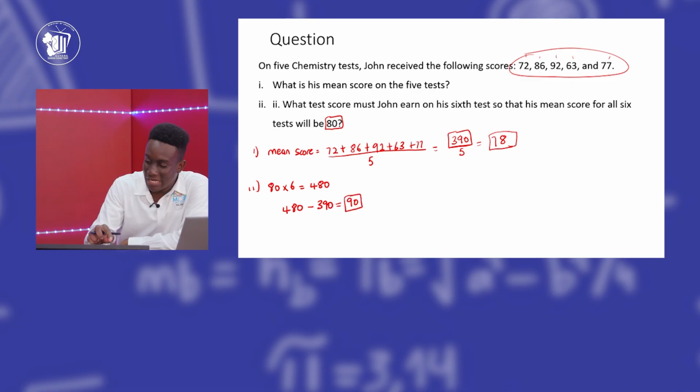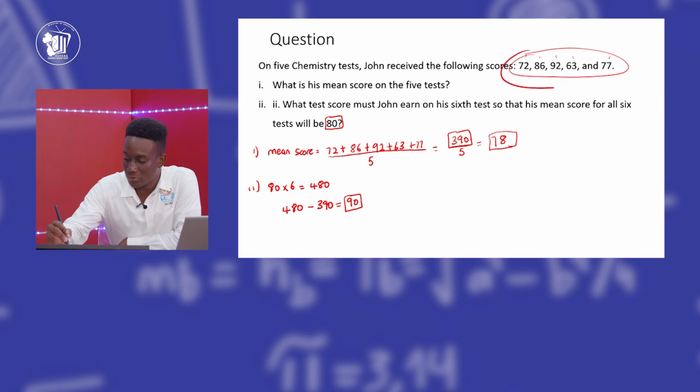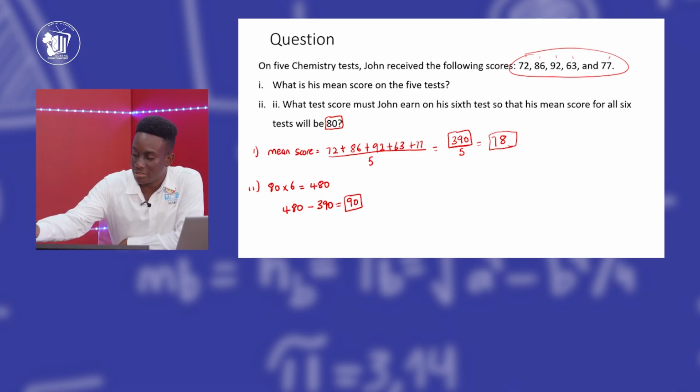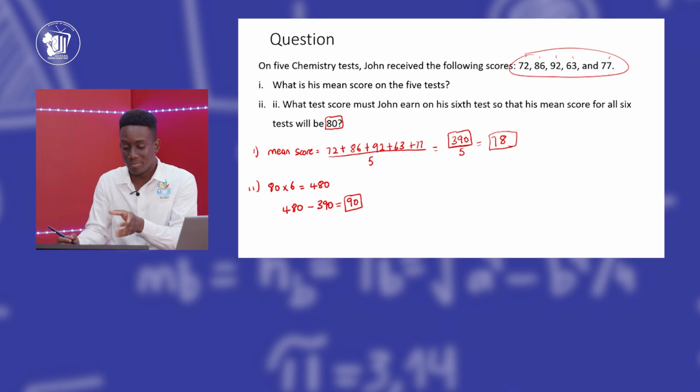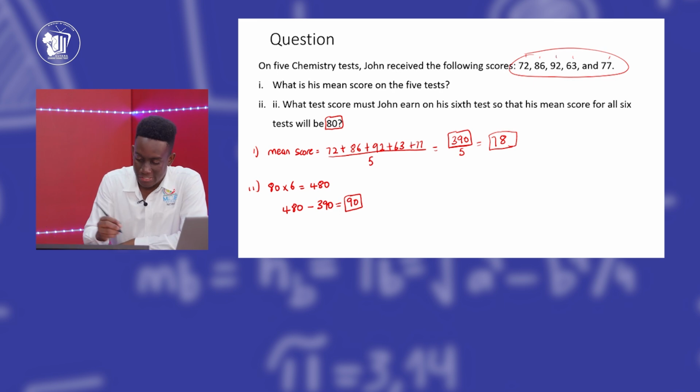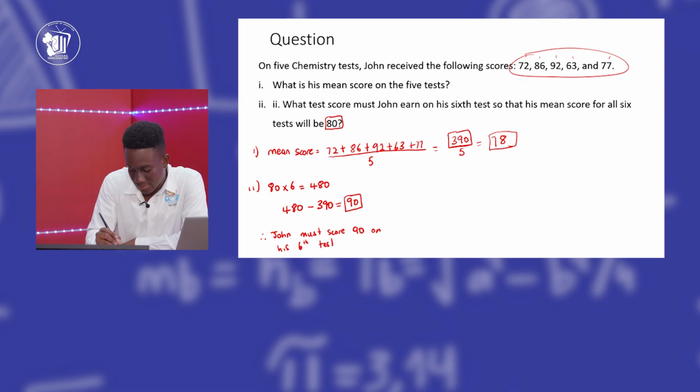So we must add 90 to this set of scores that we had initially, and then divide it by 6 to get the mean of 80. So we can say, therefore, John must score 90 on his 6th test. Of course, we can check this to make sure that it is correct.